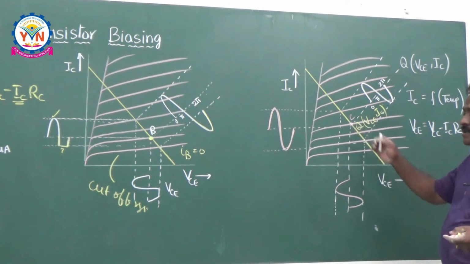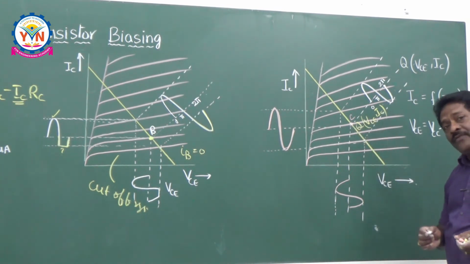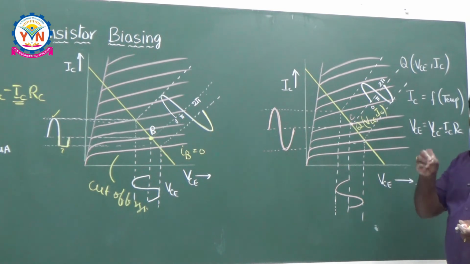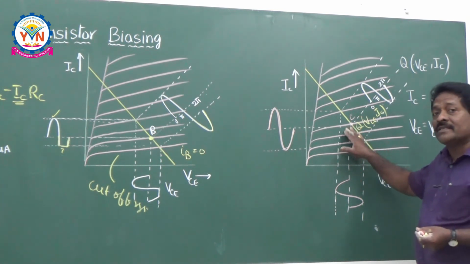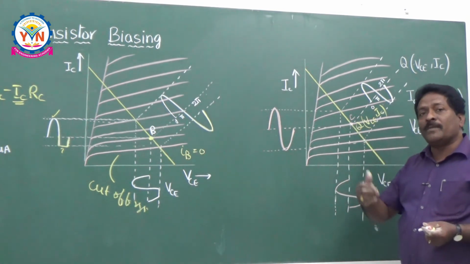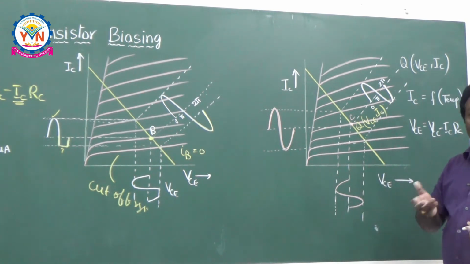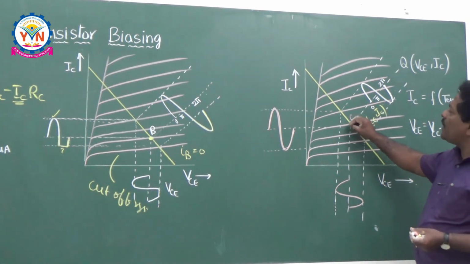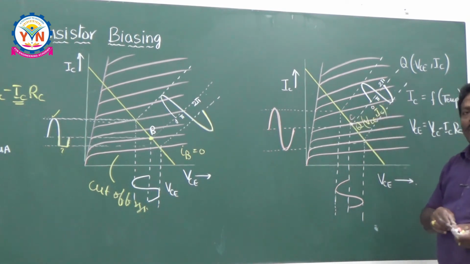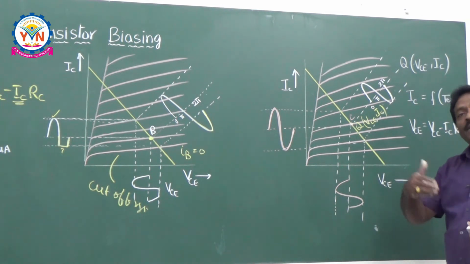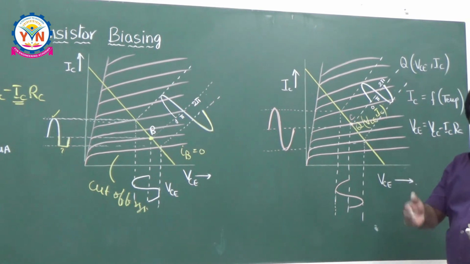So to avoid this, we are going to have different types of techniques. To fix the operating point, we have some biasing techniques. Those biasing techniques are fixed bias, collector to base bias, and self bias. And to keep this operating point always at a stable position, you have to apply some compensation techniques also. Those things we are going to discuss in the next class.